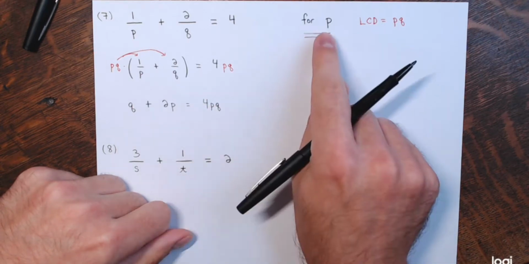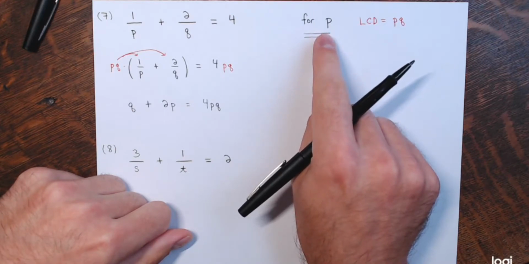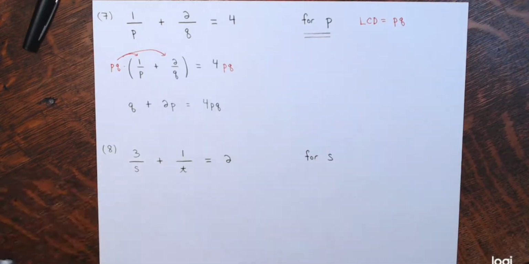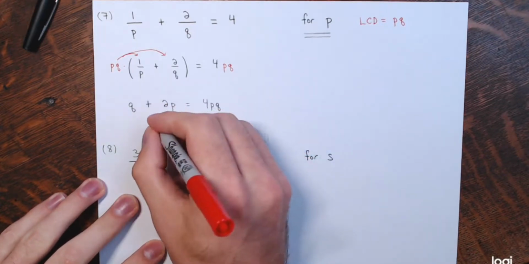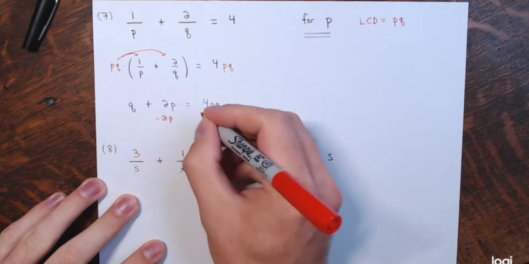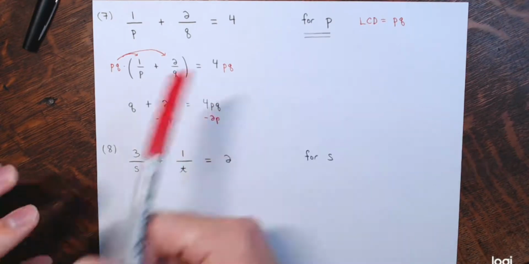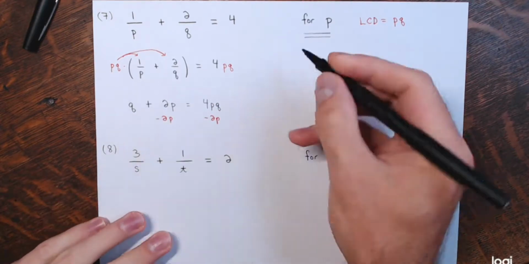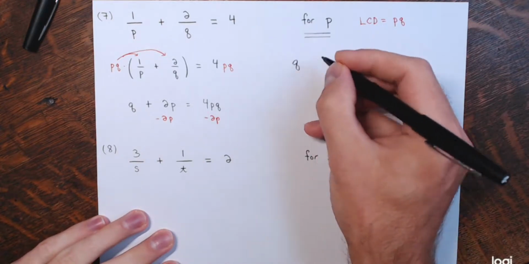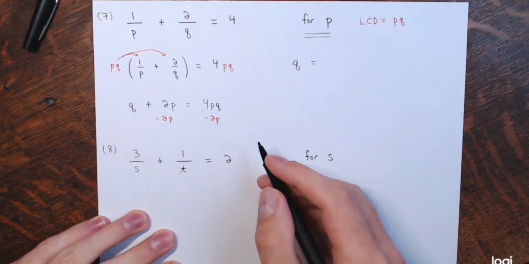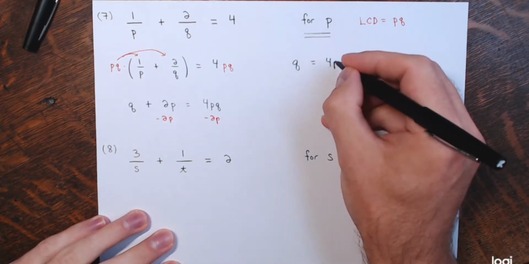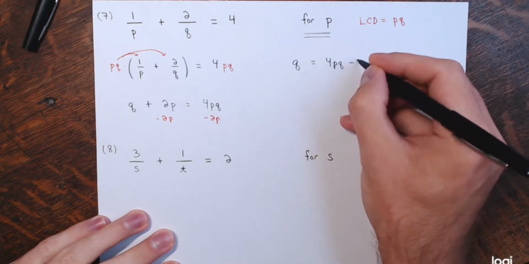Alright, don't forget we're solving for p. So I'd like to get all the terms with p as a factor on their own side. Well, there's a term with p on the left, there's a term with p on the right. If I just subtract 2p from both sides, we'll get the following. The left side will have q, there's no term with p over there, and the right side would have all the terms with p as a factor, 4pq minus 2p.